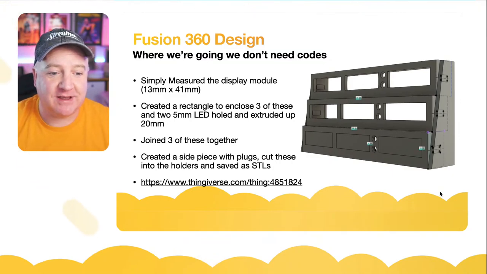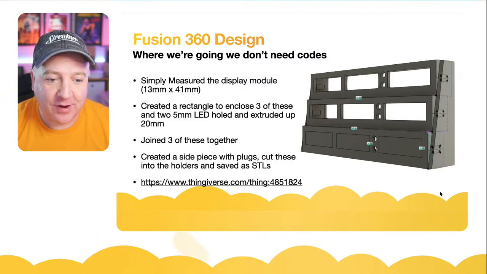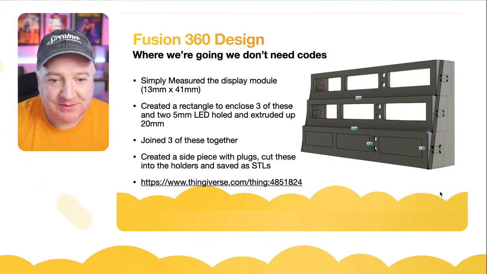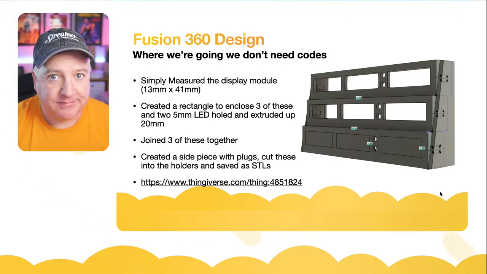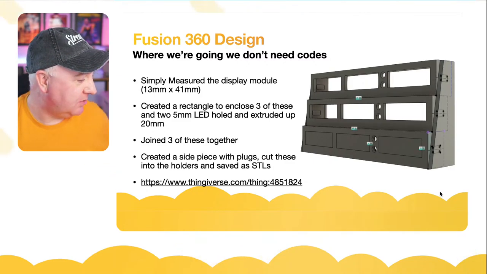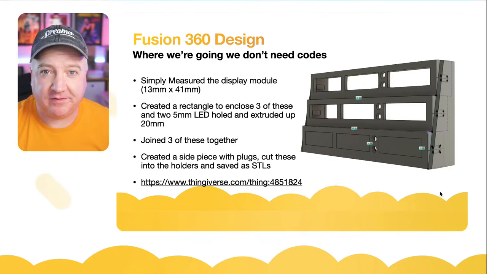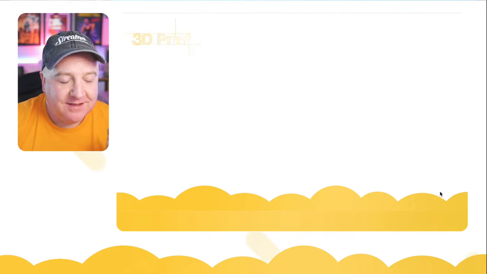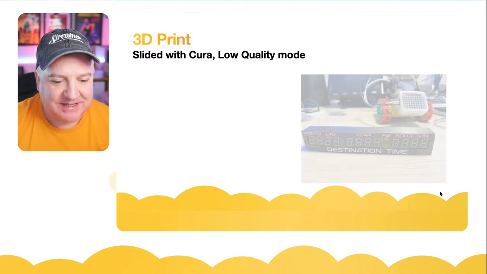So you can see on the screen there, if you wanted to grab the STL files, it's on Thingiverse, Thing 4851824. So very simple to print and put together. Doesn't need any support material or anything like that. And I printed this particular model in the most rough low quality mode, and it's fine. It looks great. It's supposed to look like a battered aluminium anyway, isn't it?